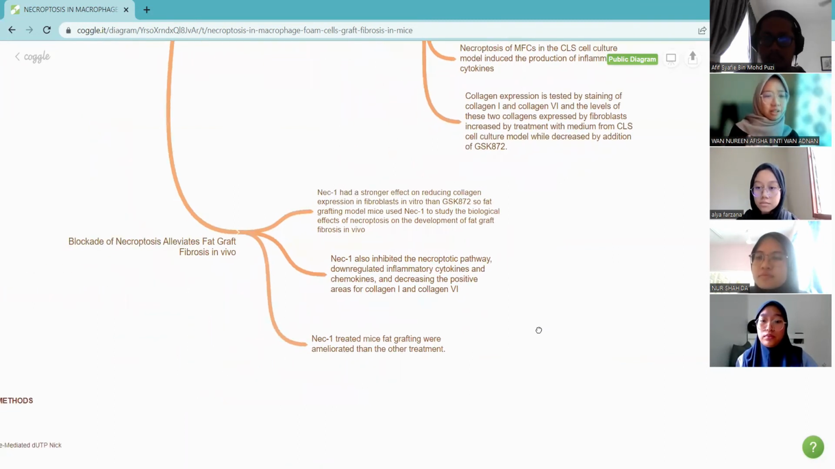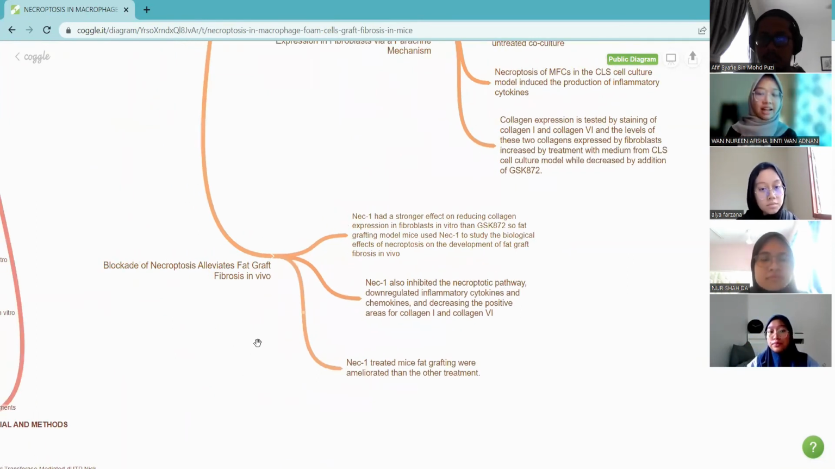Lastly, the blockade of necroptosis elevates fat graft fibrosis in vivo. NEC1 had a stronger effect on reducing collagen expression in fibroblasts in vitro than GSK872. So fat grafting model mice use NEC1 to study the biological effect. It's more preferable.